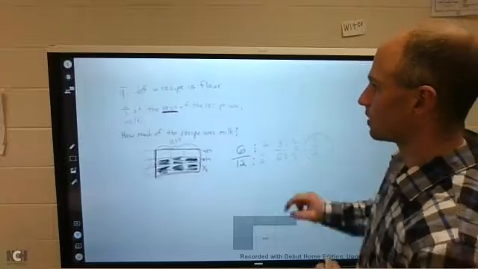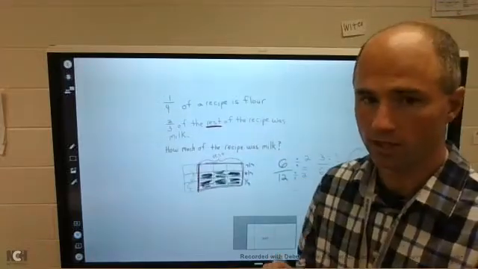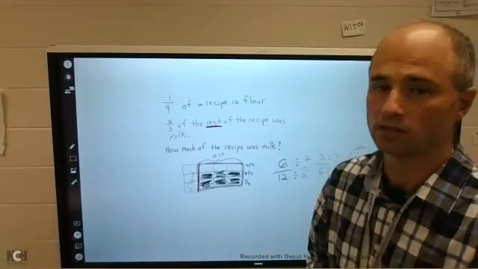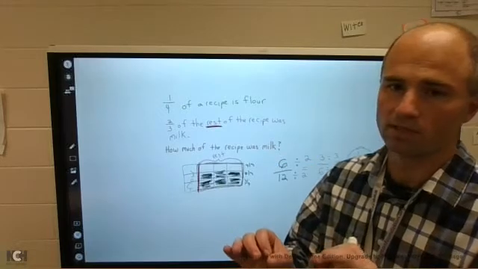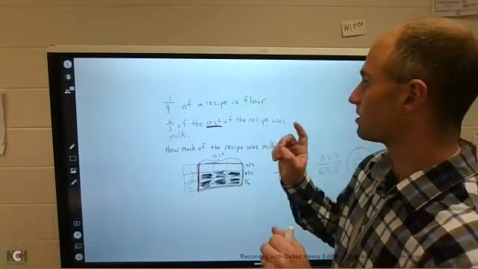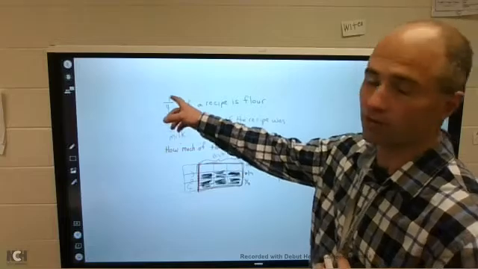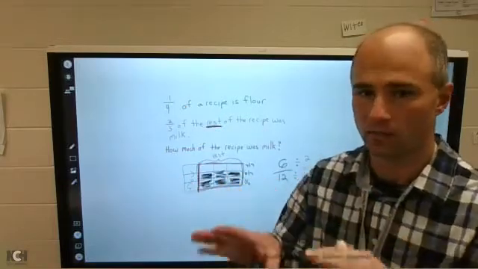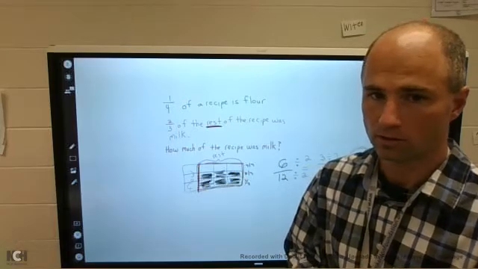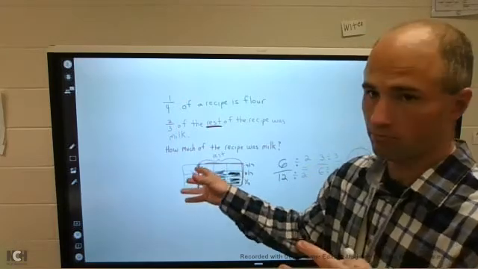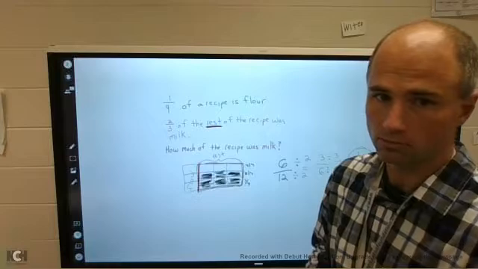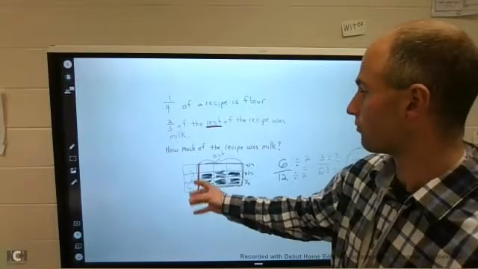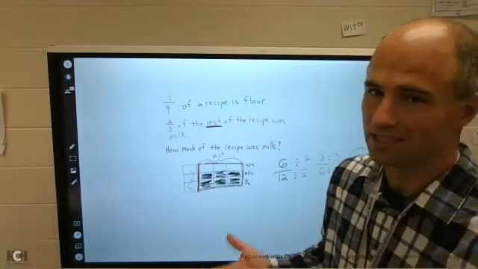Once again, looking at this problem, the key word here is rest. 2/3 of the rest. A very big misconception being made here is finding 2/3 of the flour, of the 1/4. I don't care about the flour. This is flour. I can't make milk into flour. I can't say 2/3 of the flour is milk. Doesn't make sense.